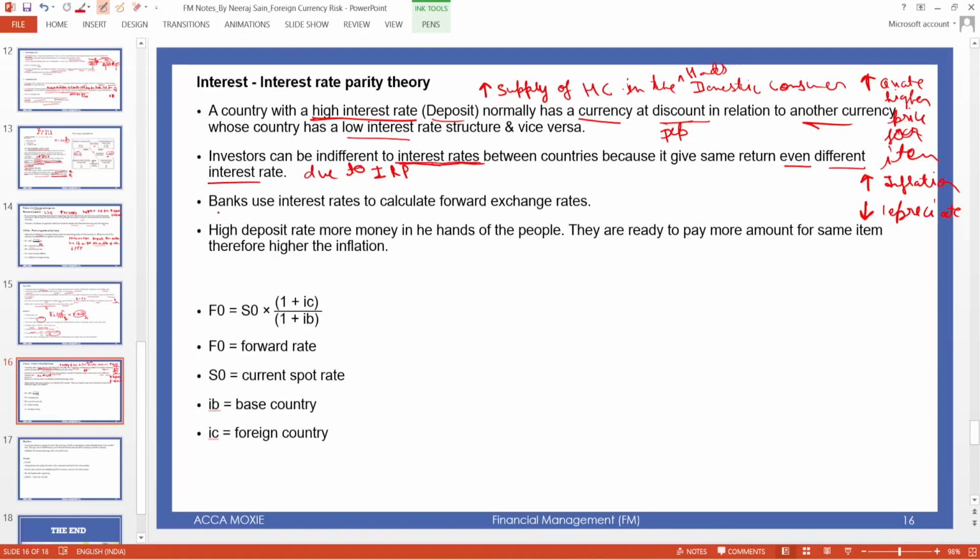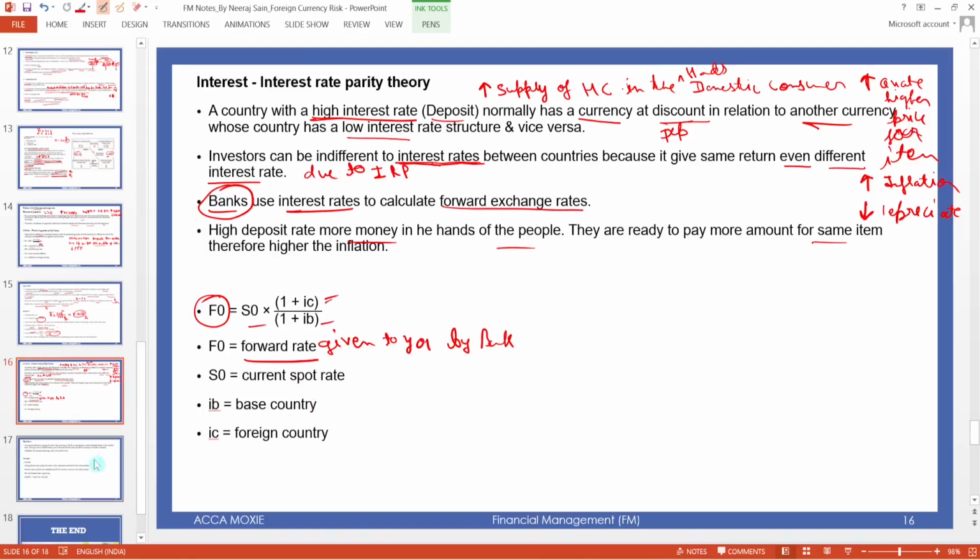Banks use interest rates to calculate the forward exchange rate. The bank uses this interest rate to give you a forward rate. This forward rate is given to you by the bank. High deposit means more money in the hands of people. How can you calculate the forward rate? This way, with base currency and foreign currency.